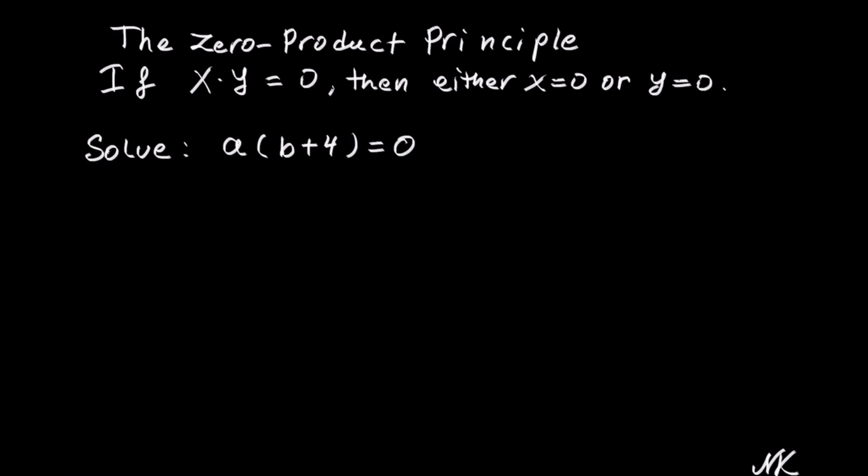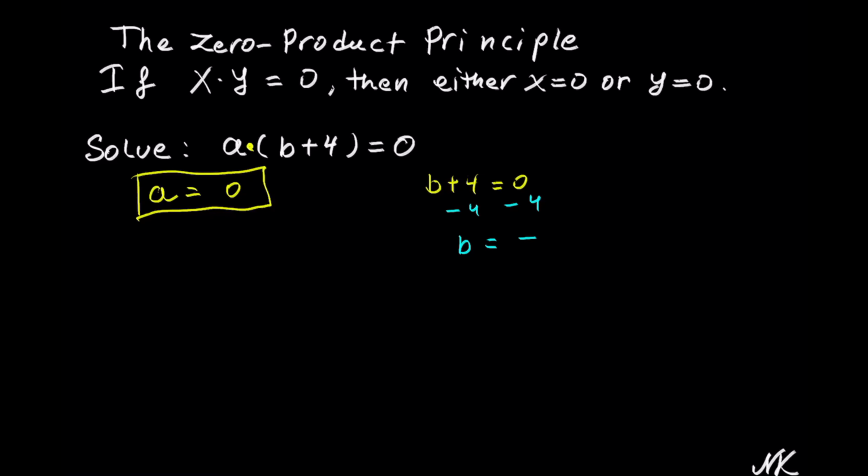According to this principle, to solve this completely, we can separate this at the product because it's equal to 0 and say a equals 0 or b plus 4 equals 0. So a is already in the form of a solution. We need to solve for b. We have b plus 4 equals 0, so let's subtract 4 on both sides, and we get b is equal to negative 4. Let's check.